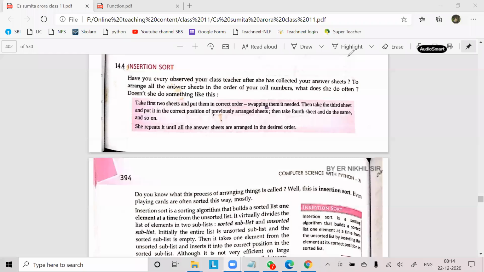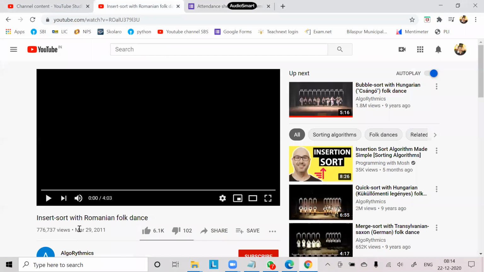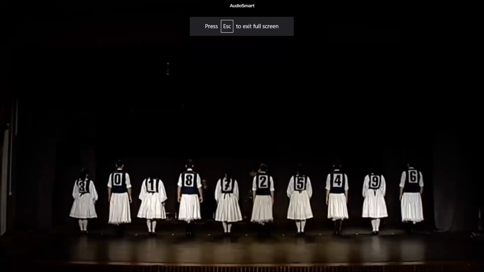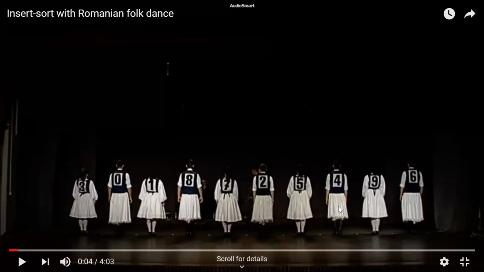See how the insertion sort works. These are the elements which are in an unsorted manner, neither ascending nor descending. So insertion sort is going to take place between the first two elements, the first two elements will be compared with each other, then the third will come and be compared with the remaining, then the fourth will come, and this is how the things will be arranged. Just have a look at it.